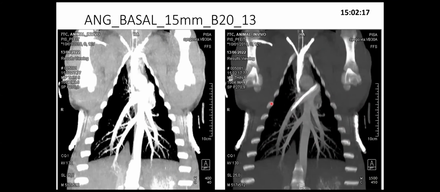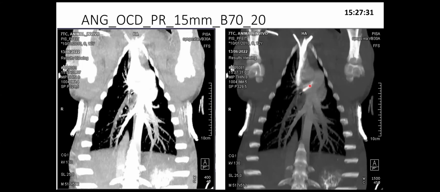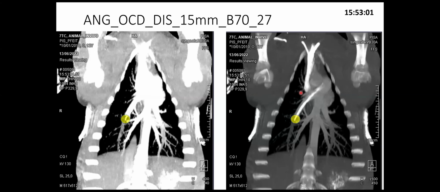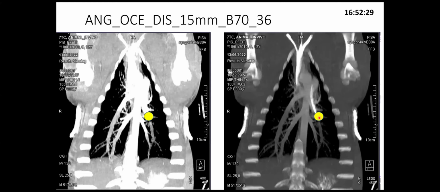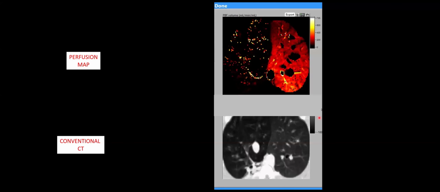So now let's change the position of the balloon. You can see here the Swan-Ganz. This is the tip of the Swan-Ganz. Now the tip was moved to a more proximal position, and this is the balloon. So in each animal, we put the balloon in multiple different positions. This is more distal, more proximal, to the other side. And then we checked what happened with dynamic CT, with a bolus of contrast, and with EIT.